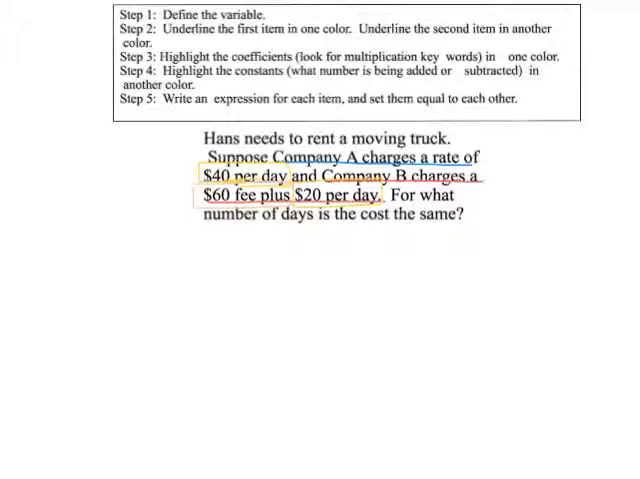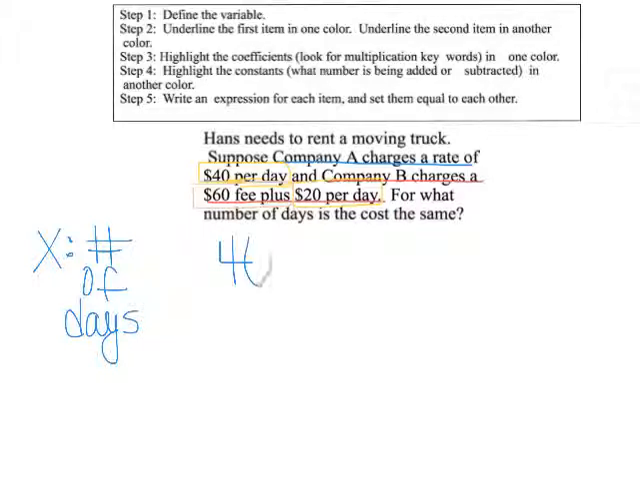Okay? And I skipped the most important step, defining our variable. So what is X? What is it that we're looking for? Here it's the number of days. Sorry, you should always do that first. I was bad. All right, so company A, we've got $40 per day. We don't know how many days, so that's 40x. There's no constant being added or subtracted, so that's all we need.